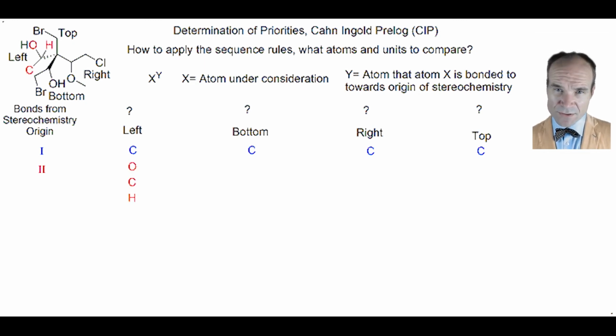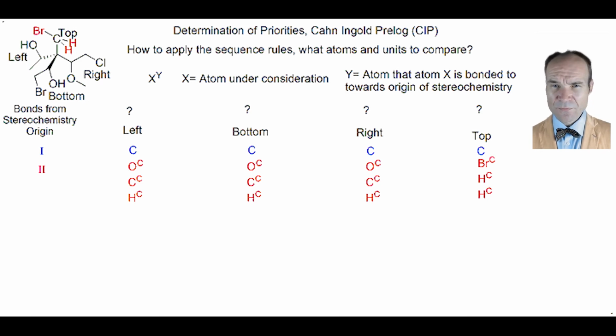Left is oxygen, carbon, and hydrogen. Toward the origin, they are all attached to carbon. This is the same for the bottom and the right groups. However, the top group is bromine, hydrogen, and hydrogen, all attached towards the origin to carbon. Moving on to the atoms or units 3 bonds from the origin.